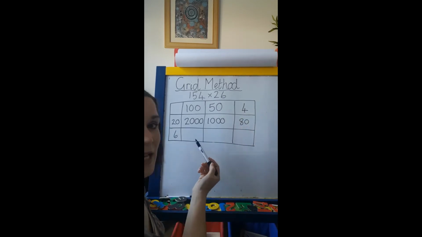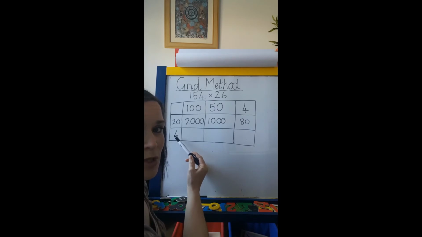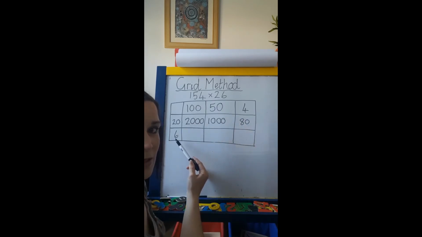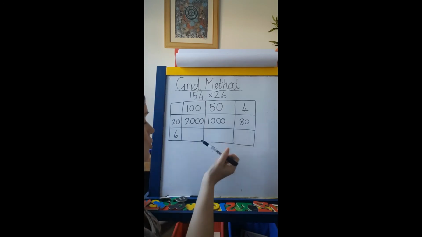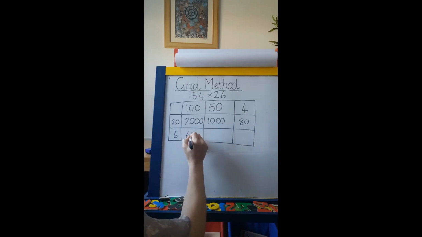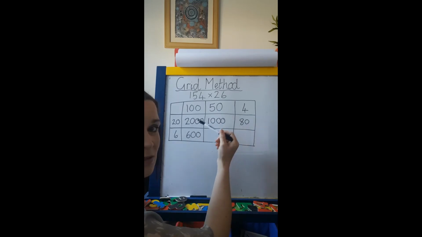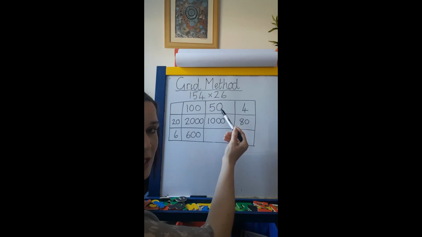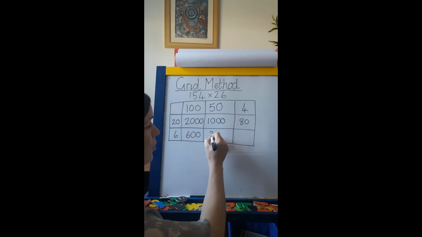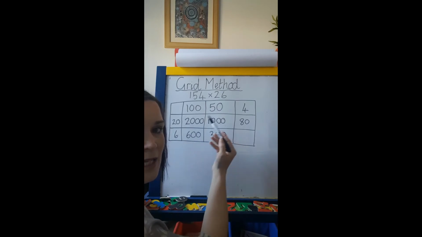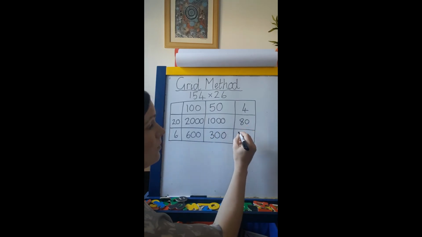You then do the next row down, and this time you're multiplying every part of 154 by the number 6. 6 times 100 is 600. 6 times 50, 6 times 5 is 30, make it 10 times bigger, 300. 6 times 4 is 24.